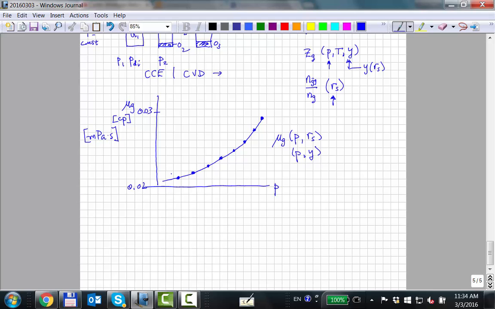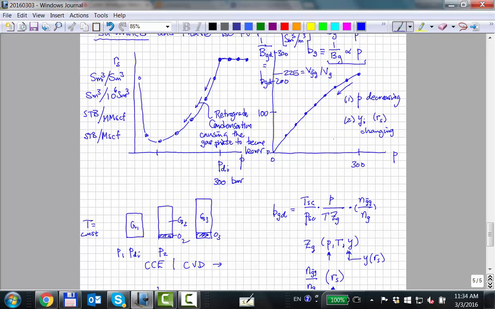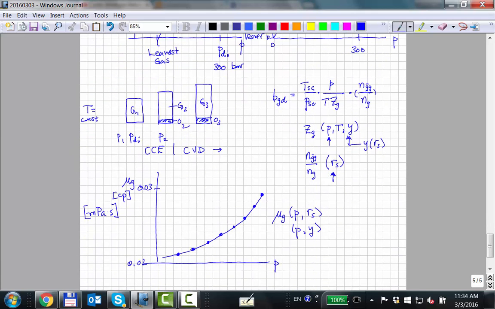Now, if you took this gas way down here, which has the lowest little rs, we would call this our leanest gas. Let's say that was here, and we took that to higher pressures. So we keep the composition, like we talked about last hour. If we took this gas here, threw away the oil that was together with it, and took it to undersaturated pressures, then its viscosity would look something like this. So this is the undersaturated viscosity of this RS minimum.